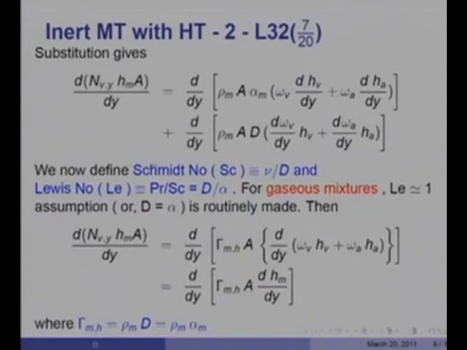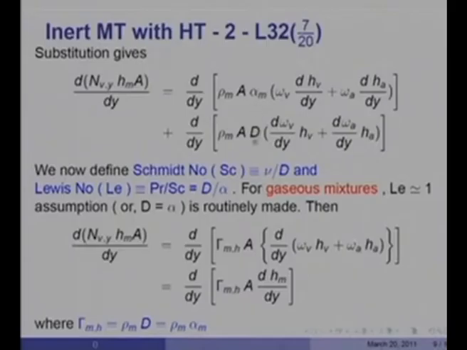Now, in mass transfer problems, it is common to define Schmidt number as ν by diffusivity, and we define Lewis number as Prandtl divided by Schmidt number, which is equal to diffusivity of mass divided by diffusivity of heat. For gaseous mixtures, Lewis number is very close to 1. For example, as you know, Prandtl number is about 0.7, Schmidt number would be about 0.67 to 0.68 in this kind of systems. So, in effect, Lewis number Le can be taken as very nearly 1, which implies that D is equal to α.